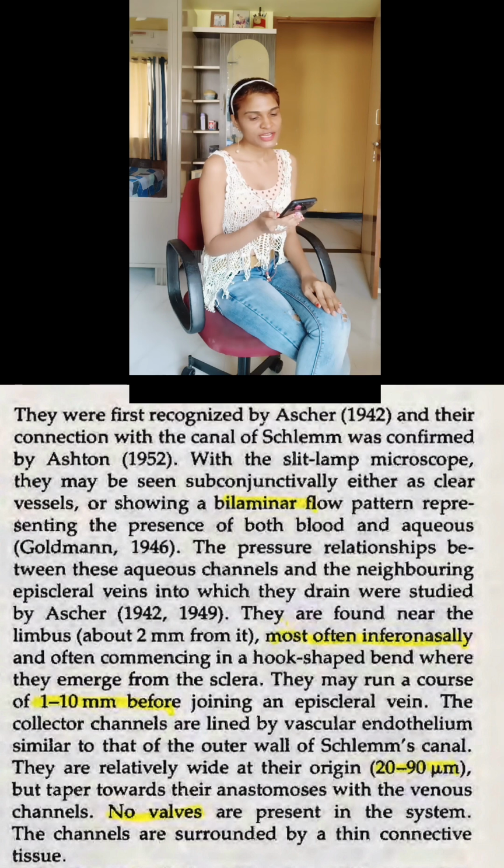They were first recognized by Ascher, and their connection with the canal of Schlemm was confirmed by Ashton. With the slit lamp microscope, they may be seen subconjunctivally, either as clear vessels or showing a bilaminar flow pattern representing the presence of both blood and aqueous. The pressure relationships between these aqueous channels and the neighboring episcleral veins into which they drain were studied by Ascher.